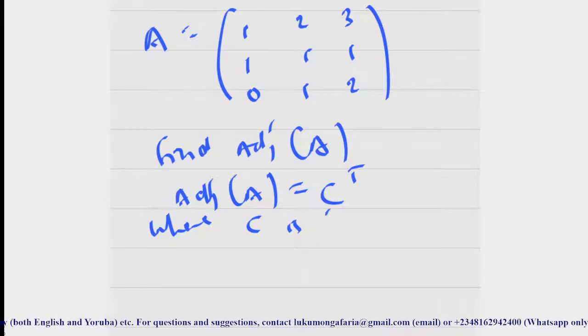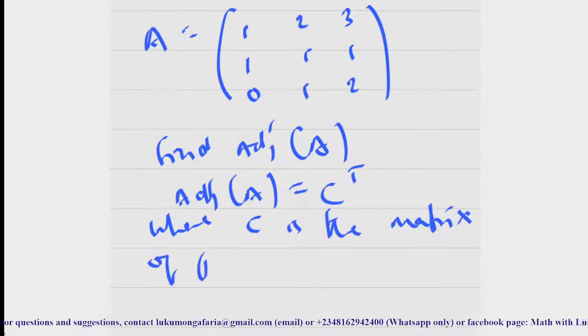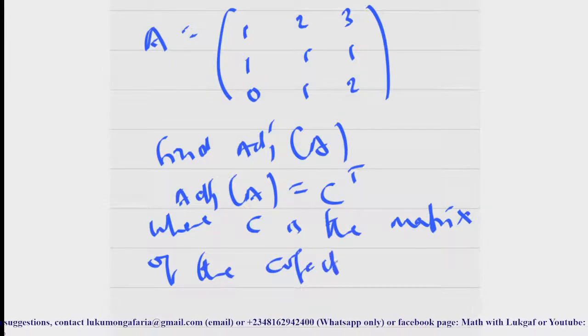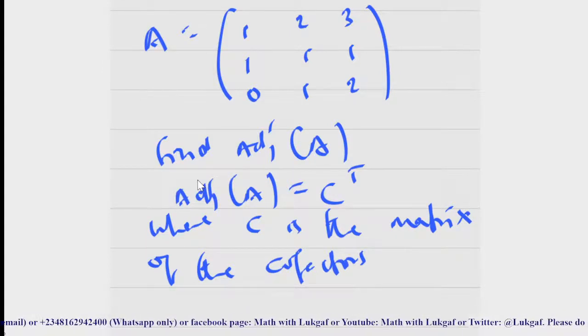C is the matrix of the cofactor. And don't forget your cofactors, the combination of the minor of an element as well as the sign on it. Okay, now let us find the matrix of the cofactor.